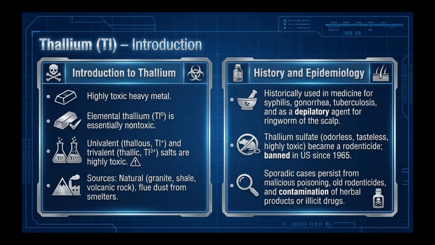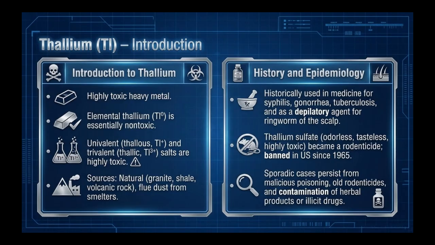Understanding the multifaceted nature of heavy metal poisoning is crucial for healthcare professionals. One such heavy metal, thallium, exemplifies how its unique chemical properties influence its toxicokinetics, clinical manifestations, and management within the broader field of toxicology. Thallium, with an atomic number of 81, is situated on the periodic table between mercury and lead. While elemental thallium is essentially non-toxic, its salts in the univalent and trivalent forms are highly toxic.